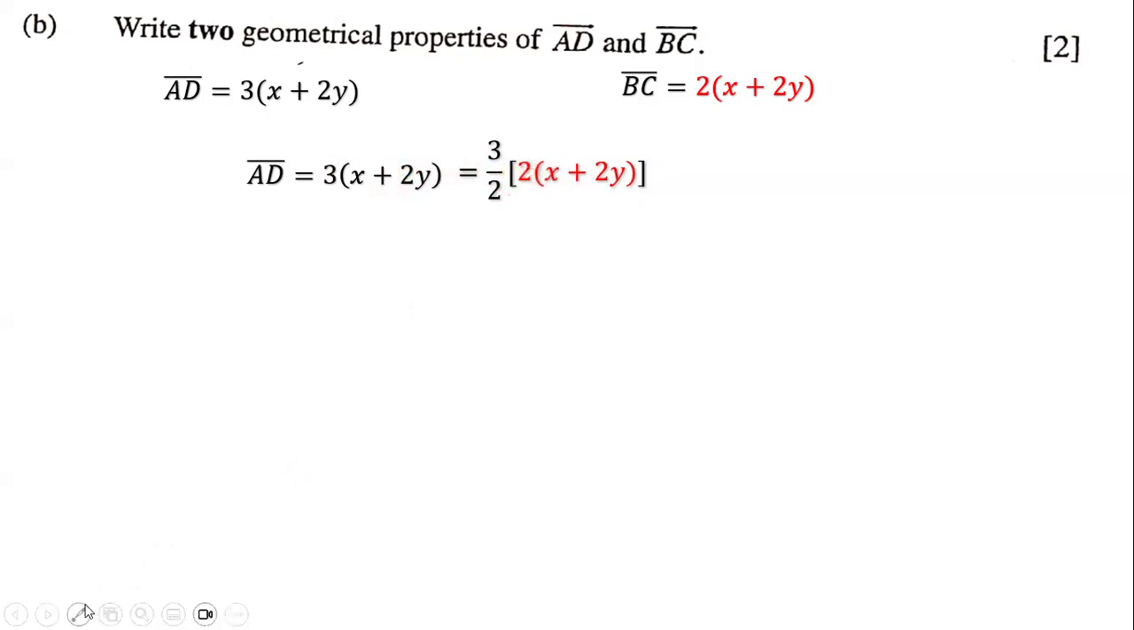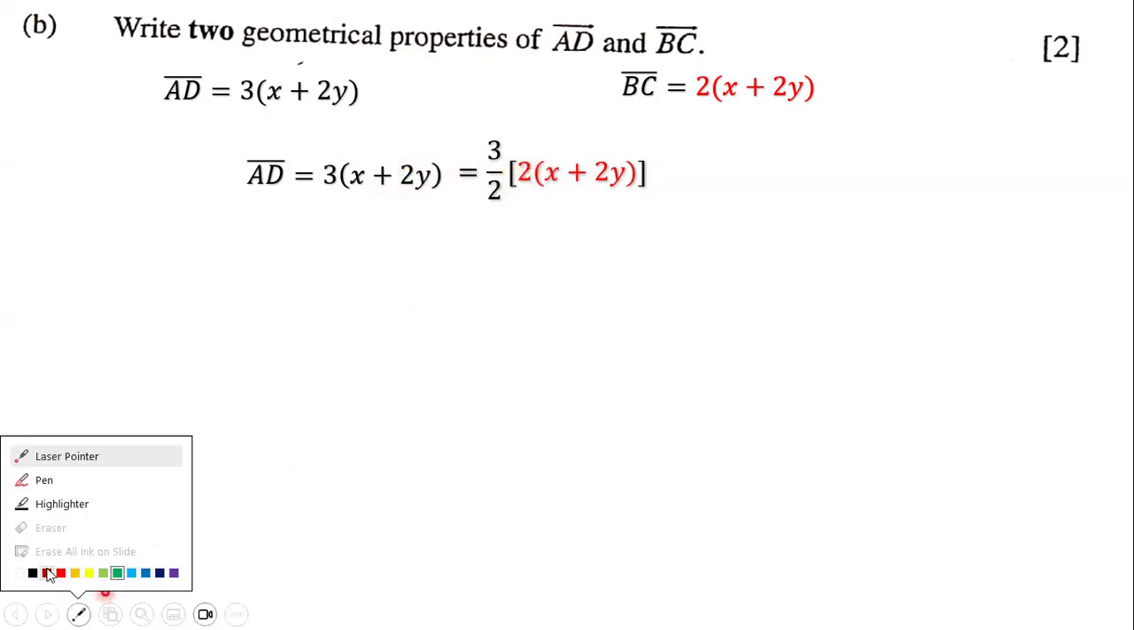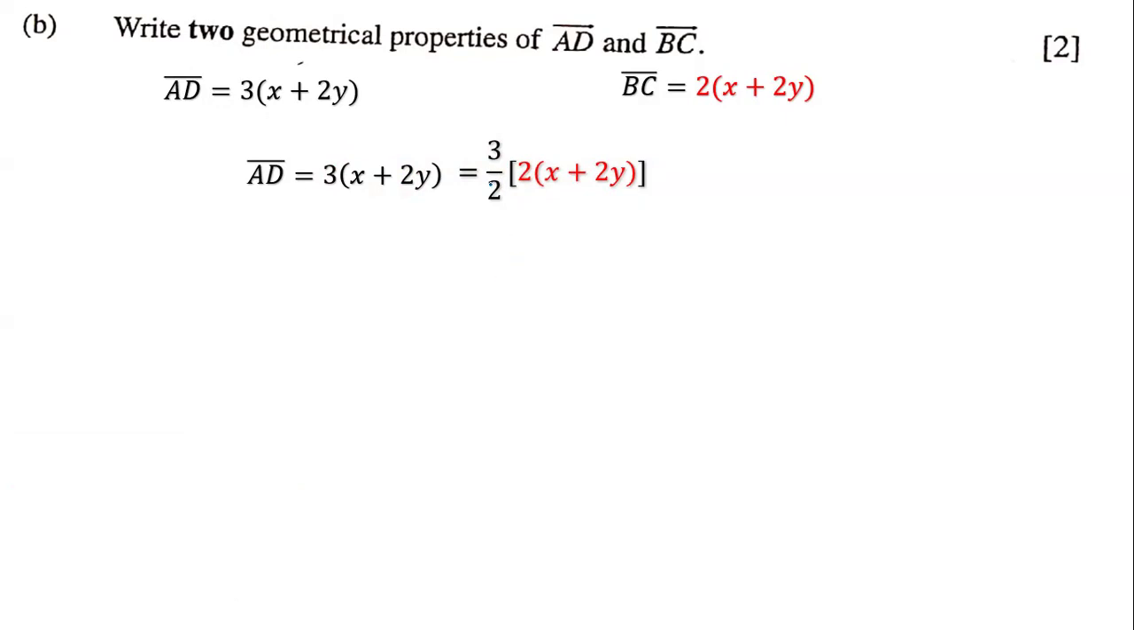But they are equal, and we know that they're equal because all we need to do is cancel this 2 with this 2. If we cancel this 2 with that 2, we're left with 3 multiplied by x plus 2y. And that's exactly what AD is, 3 multiplied by x plus 2y. And so what does that mean?